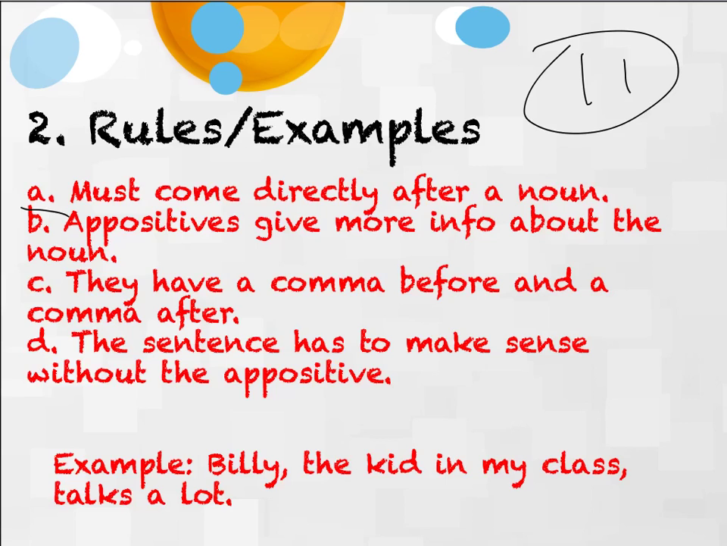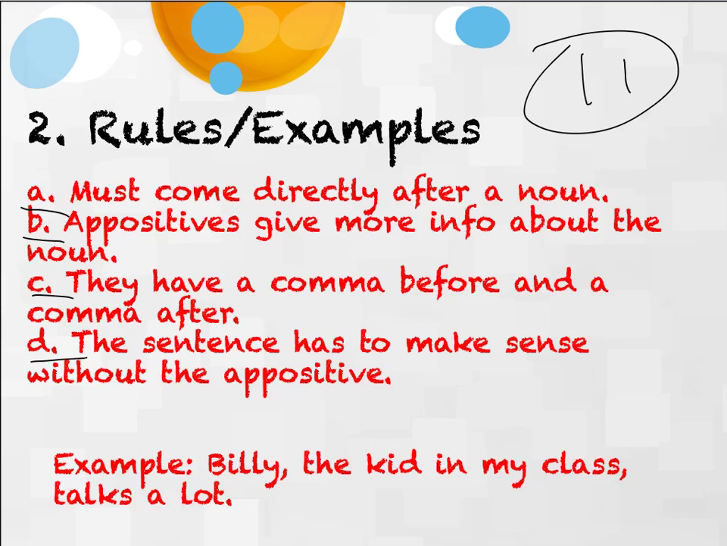First rule, letter A, they must come directly after a noun. Second rule, letter B, appositives give more info about the noun. Third rule, they have a comma before and a comma after. Fourth rule, the sentence has to make sense without the appositive.